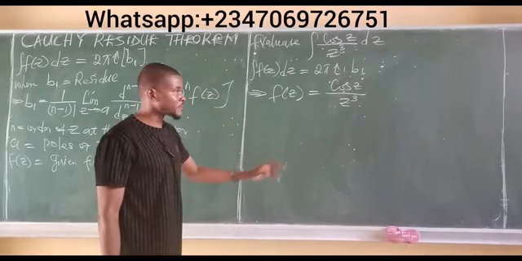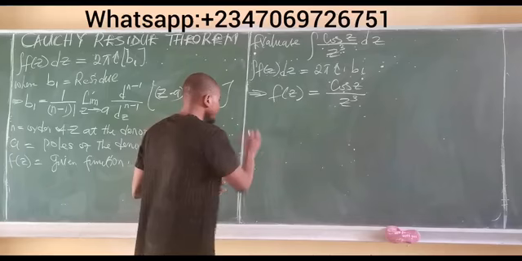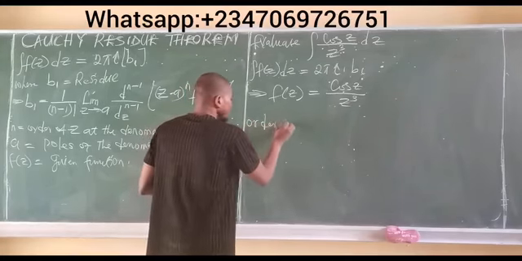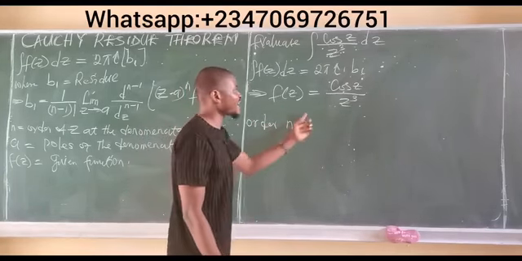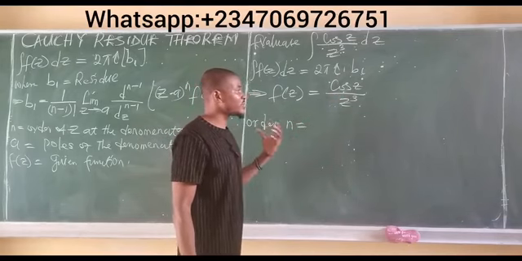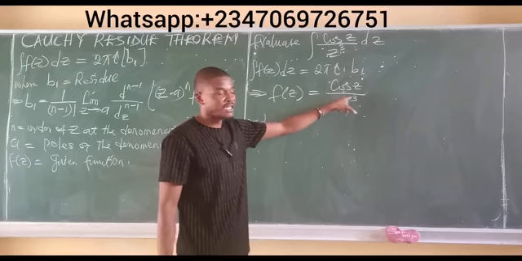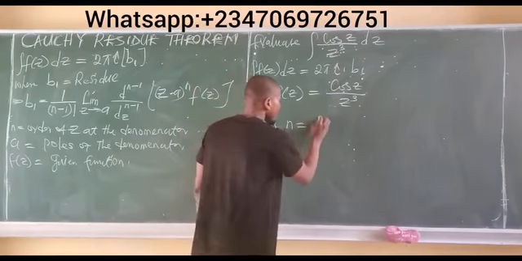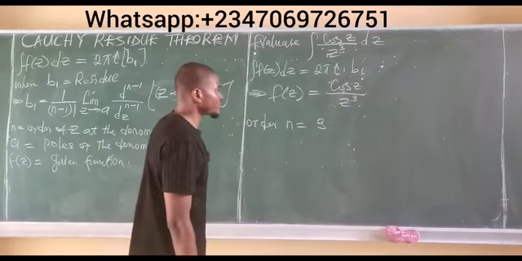This becomes your function. Now, the order n in this case: since I cannot factorize the denominator, the order remains the power of z, in this case 3. So n is equal to 3. That becomes the order.